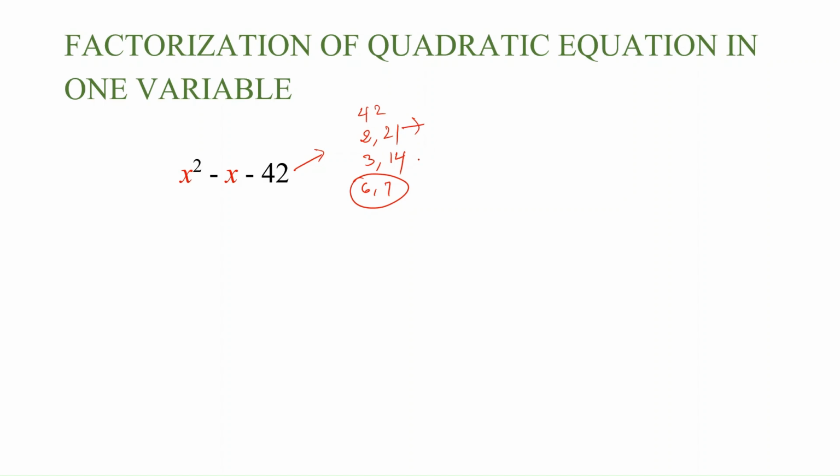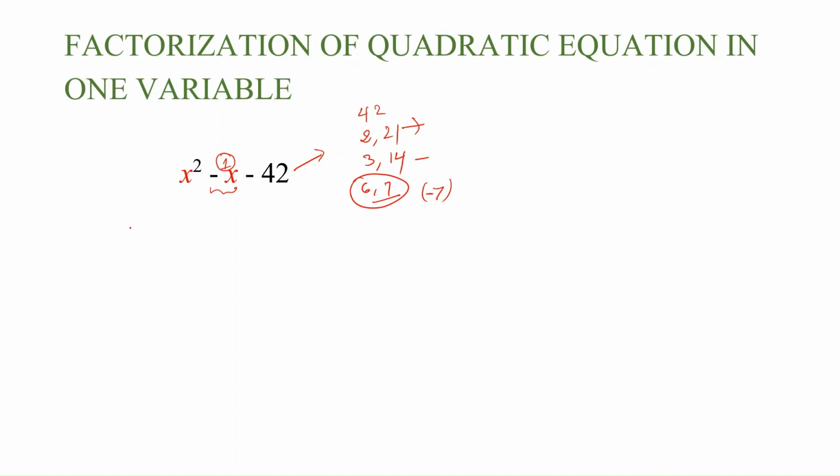Subtraction of these two will not give 1. Here minus x means minus 1x. 1 we have to get. 3 and 14 will not give 1. 6 and 7, when we subtract them, we'll get 1. So 6 and 7 are the required factors we are looking for. We know that one of these factors has to be negative. Depending upon the sign of the middle term, we will use that particular sign for the higher factor among these two. Among 6 and 7, 7 is higher. So we have to use the negative sign for 7.